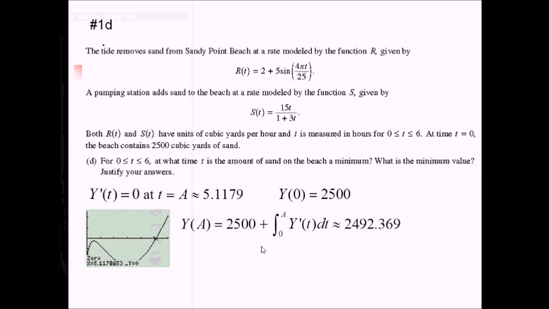Okay, I'm not done yet though because I've got to do the other endpoint, 6. Now we're decreasing after we get to a, so there's really no way this 6 is going to be any smaller than what we just got here. But again, if you're doing the candidates test, you have to show all the candidates. So 6 gets an honorary mention. We got 2,500 plus integral from 0 to 6 of y prime.